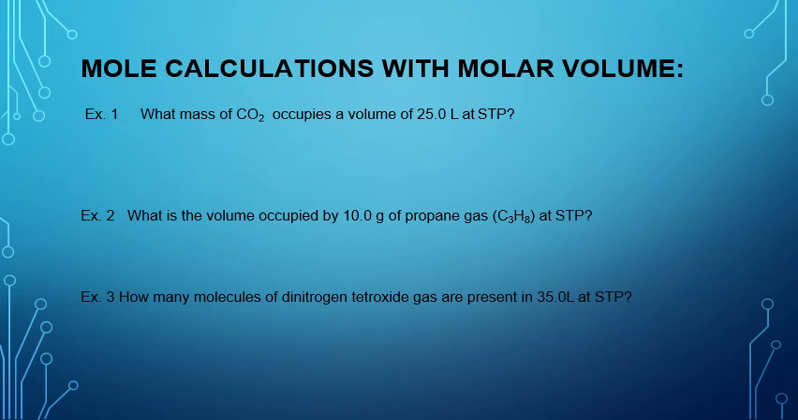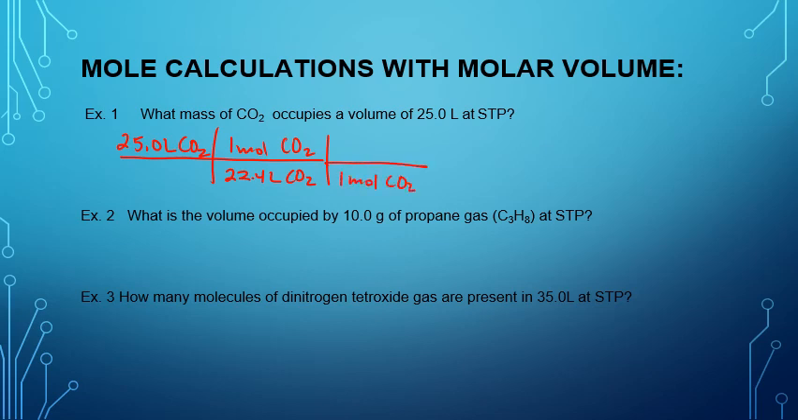Okay, so we're now going to look at a few example problems here. The first one we're going to look at is what mass of CO2 occupies a volume of 25 liters at STP. So for this first problem, we're going to start with volume, and I need to convert it into moles. So I'm going to take my 25.0 liters of CO2 and convert that into moles. So 22.4 liters of CO2 will be 1 mole of CO2, and we'll then go from 1 mole of CO2 into mass.